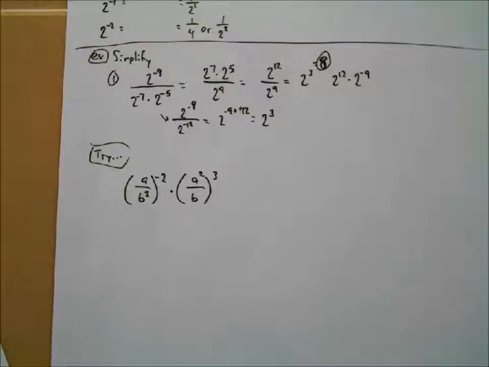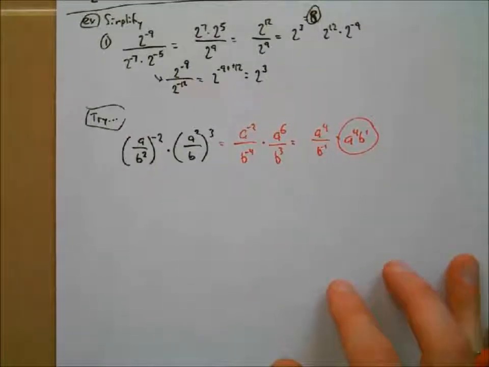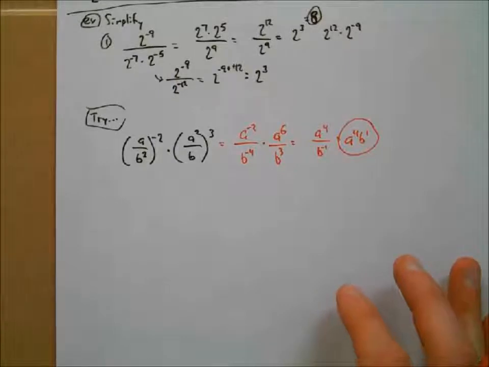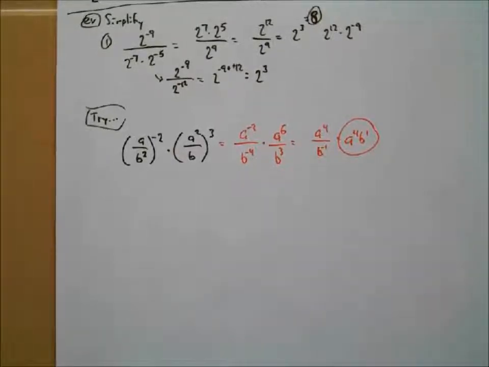Okay. A to the 4, B to the 1. Final answer. Or just A to the 4th B, too, if you like that. Because, of course, B to the 1 is the same as just B, right? We assume an exponent to the 1.